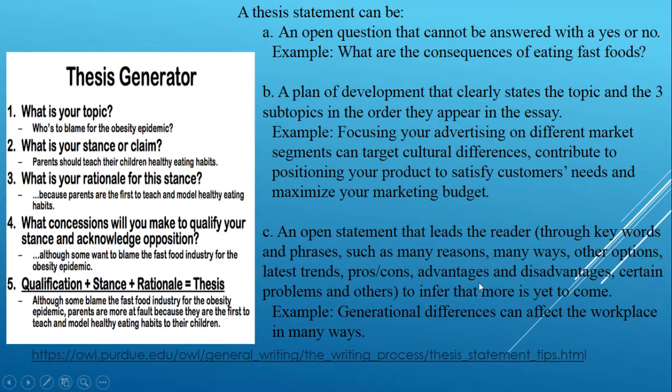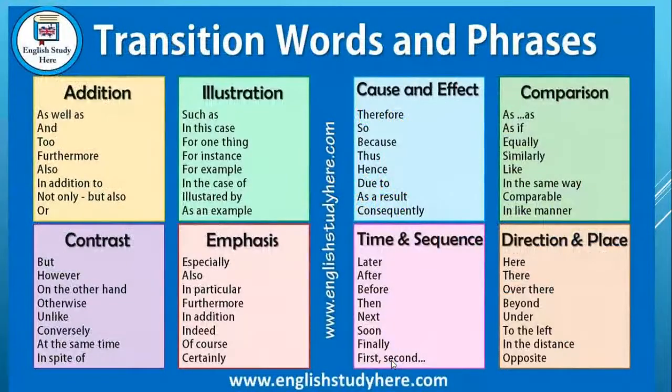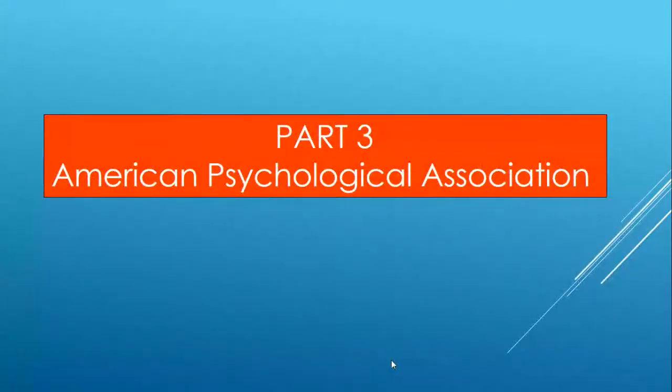Okay, so this is an example of different types of thesis statements. And the owl on the bottom also gives you more information. Parts of an essay. How do you establish an essay? How do you brainstorm and organize an essay? And like I said before, you can use a bubble map, or you can use an outline to organize your essay. And of course, the use of transitional words is very essential to your essay also.